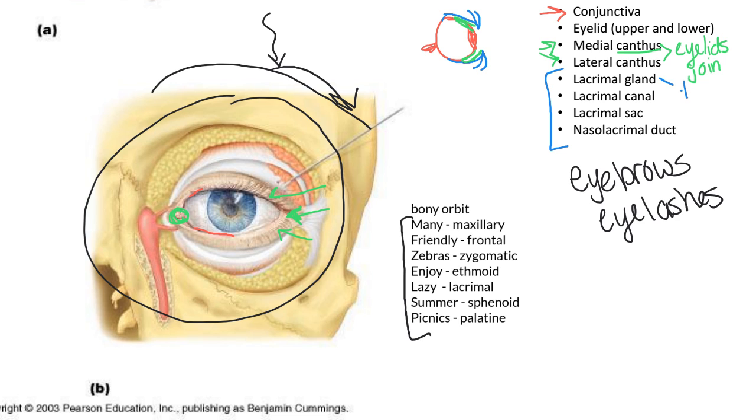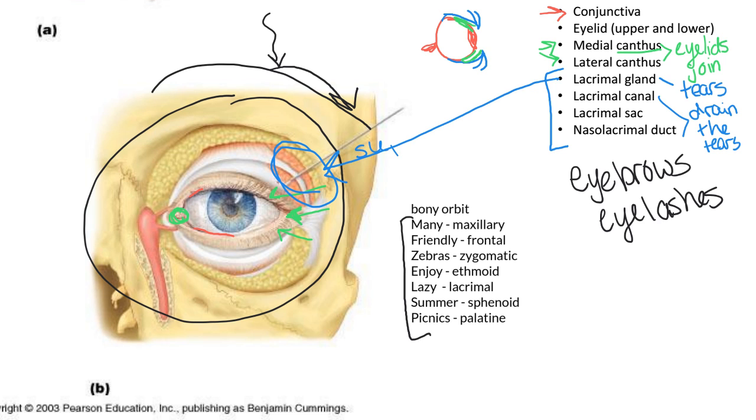The lacrimal gland is going to be what actually produces the tears. And then the other three, in summary, really all they do is drain them. So the actual production of the tears is happening in the lacrimal gland. The lacrimal gland is located right here. So let's draw a line there. So my lacrimal gland is located right there.